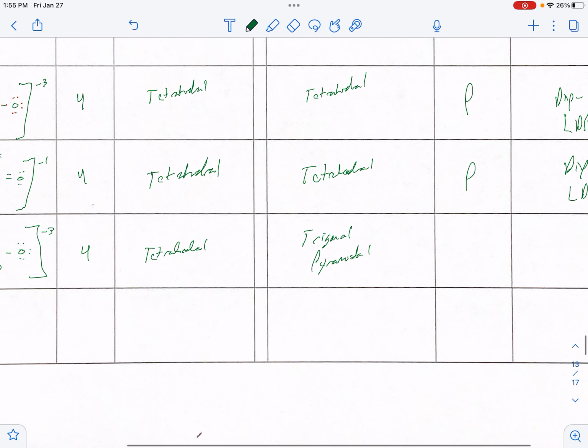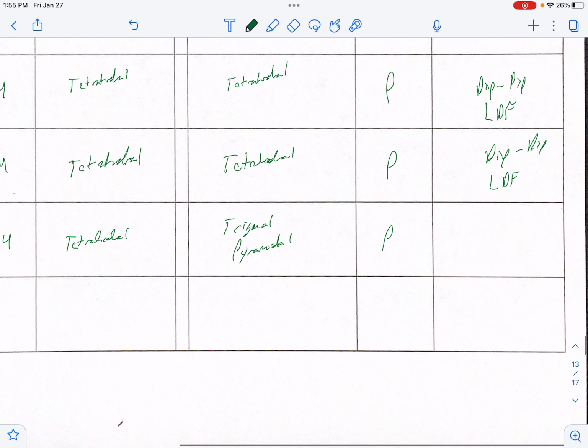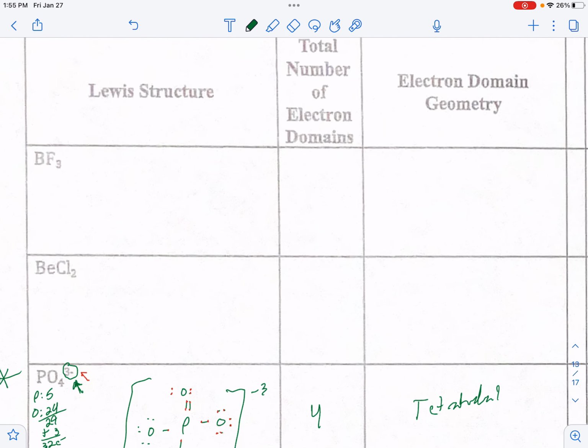Okay, so this is not all balanced out, so it's going to be polar. So it's going to be LDF, dipole-dipole, and there is no hydrogen, so that means I cannot do anything with that. Now, I do want to jump up to one of these because, remember, these two are the exceptions right here.